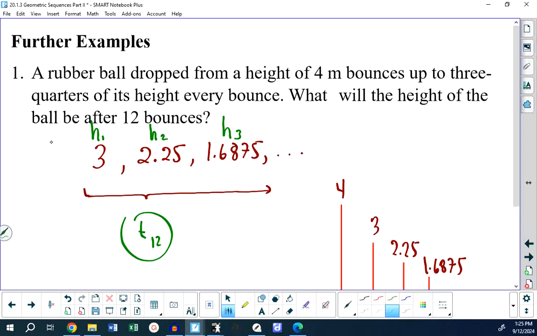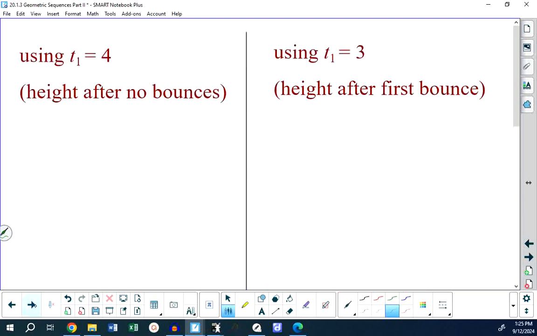See, and I like this better. If I want to find the height after the 12th bounce, why don't I set up my sequence so T1 is the height after 1 bounce, T2 is the height after 2 bounces, etc. This is still geometric, yes? Okay. So I'm going to actually do it both ways. We can use T1 equals 4. And by the way, that's the height after no bounces. And our formula will be T sub n equals the first term times the common ratio to the n minus 1. Right? That would be our general term.